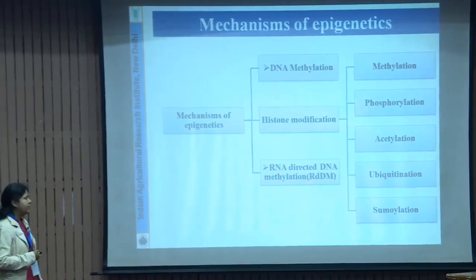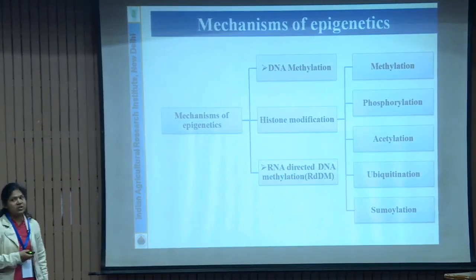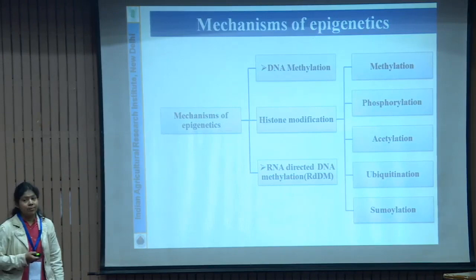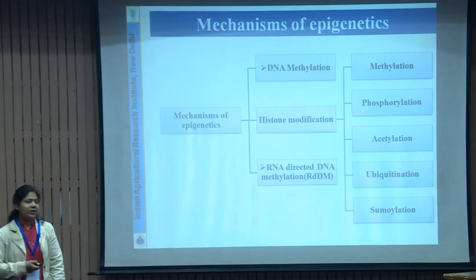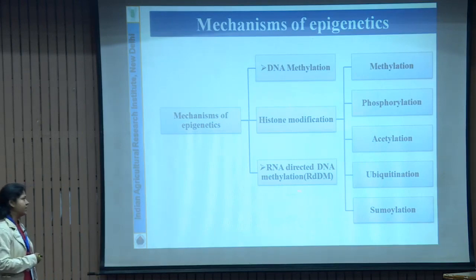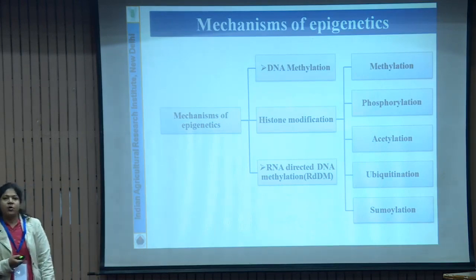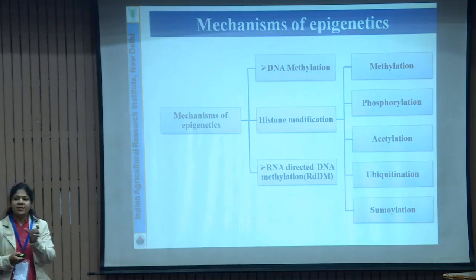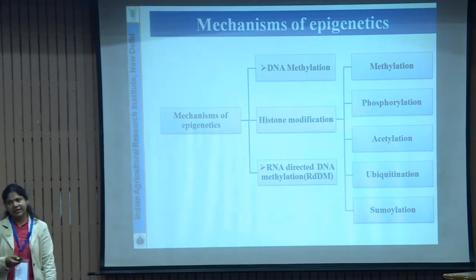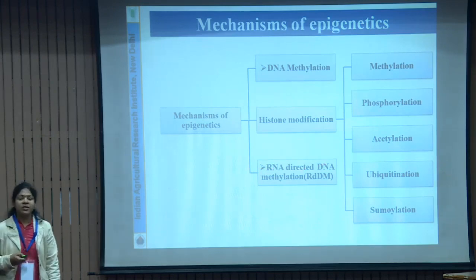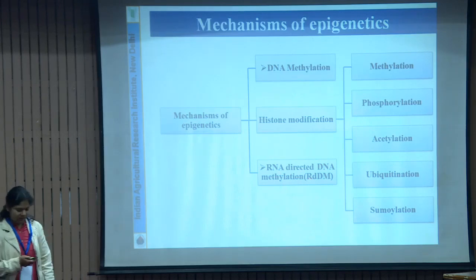The third type of epigenetic change is also DNA methylation, but that happens because of RNA. So that is known as RNA-directed DNA methylation. That means some RNA molecules are directing the sequences to be methylated. So it is known as RNA-directed DNA methylation. I will talk about each of the mechanisms in brief, one by one.